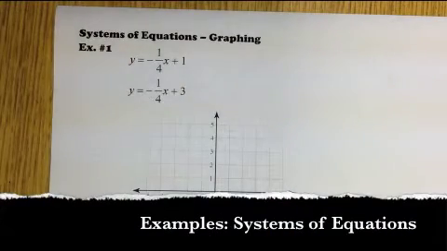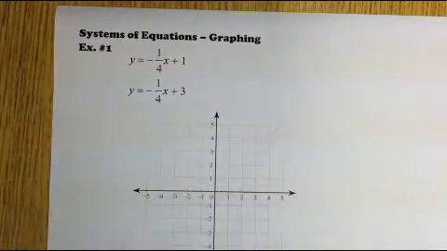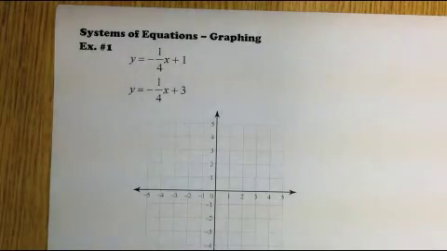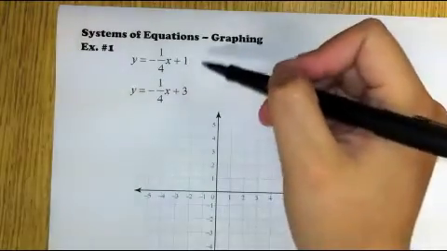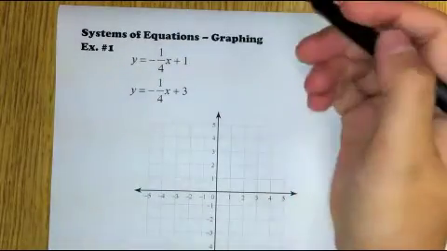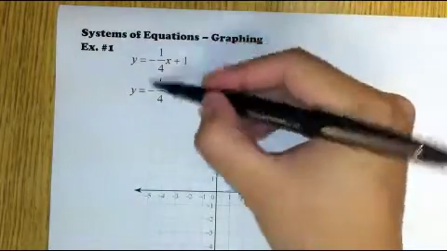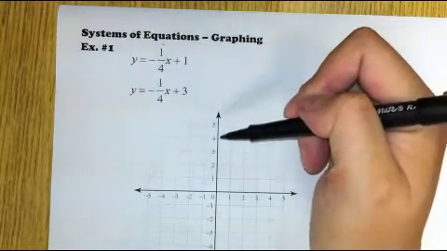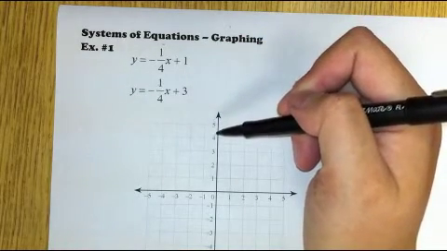Okay, so let's look at some examples. You should notice that we have seen these type of problems before, right? What type of form is it in? That's right, slope-intercept form, where it gives us the slope and our intercept. We should know how to graph that, and we will in a minute.